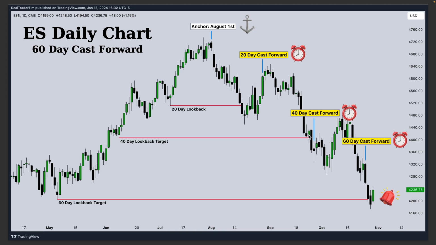Now, just looking at this here, see how we're purging the 40-day look back just a couple days before that 40-day cast forward, right? See how we're purging the 60-day look back right around the 60-day cast forward. And now I want to dig into actually what occurred down here once we purged this 60-day look back target.